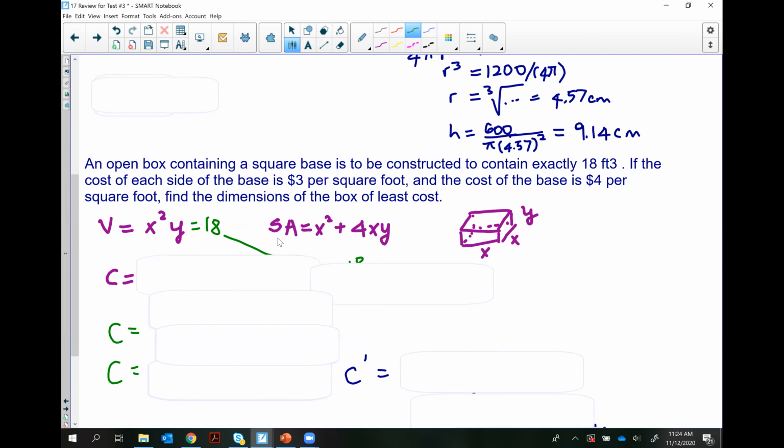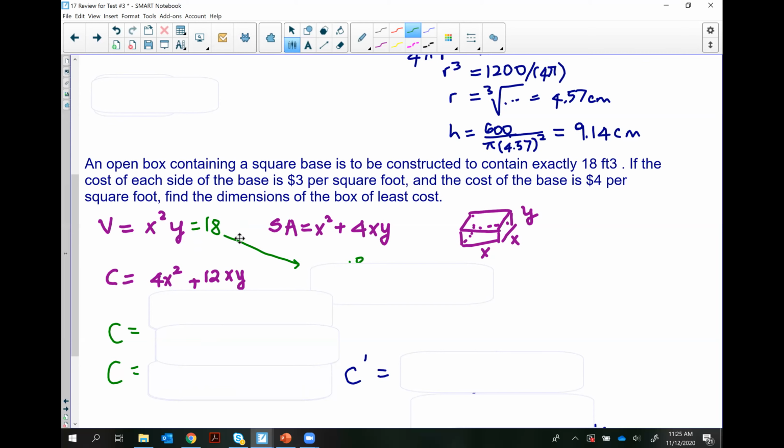Now, before we can finish the problem, surface area is not going to be enough here. We also need to know what cost is. Since the base costs $4 per unit area, multiply the base by 4 to get the cost of the base, and multiply the total side panel by 3. So now you have the cost equation: 4 times x squared plus 3 times 4xy. So that's the cost of producing this box.